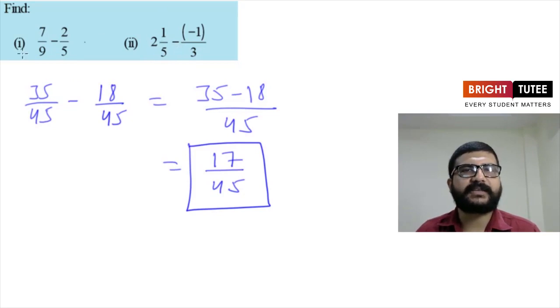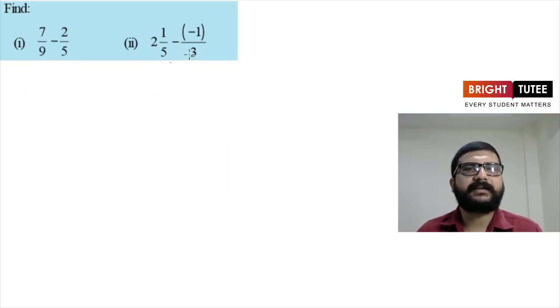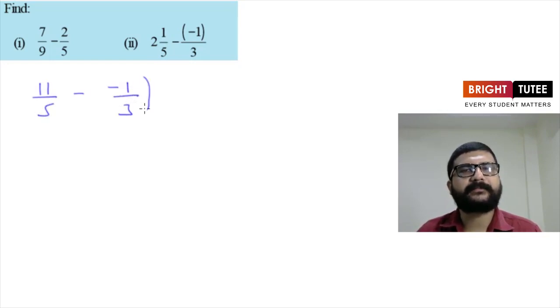Now let's see the next question here. The next question is 2 1 upon 5 minus 1 upon 3. So from here we can write this as 2 into 5, that is 10, 10 plus 1, 11. So this is 11 upon 5 minus 1 upon 3.